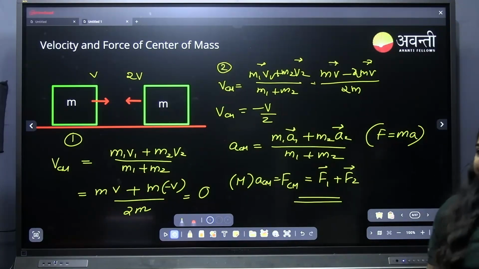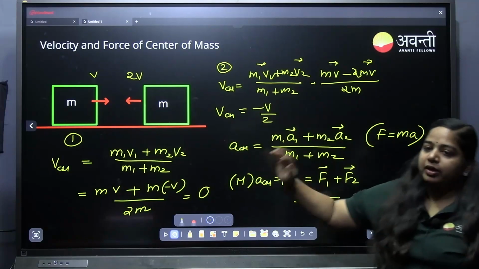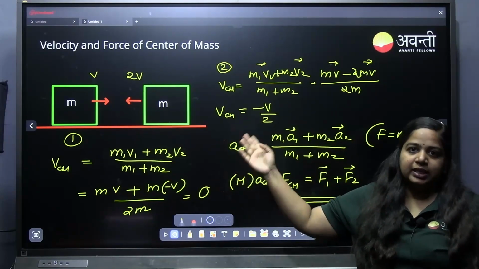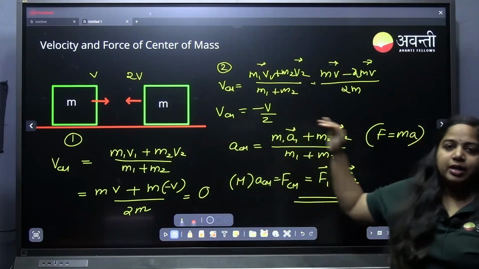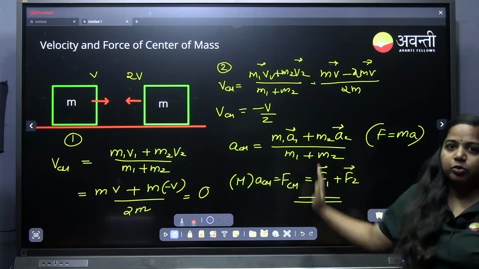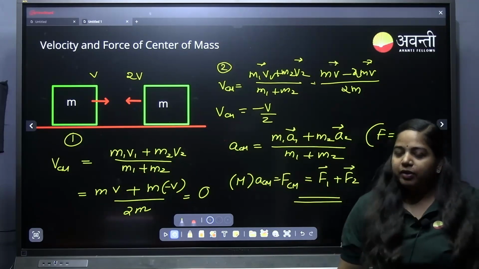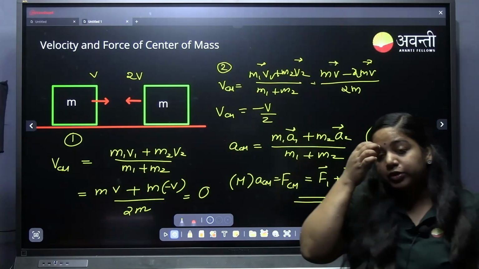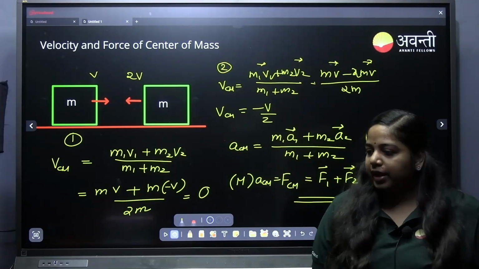Is that clear? So we discussed the position of center of mass first, then velocity of center of mass, acceleration of center of mass, and force on center of mass. If the whole concept is clear for you, we will move to the next thing. Can we?